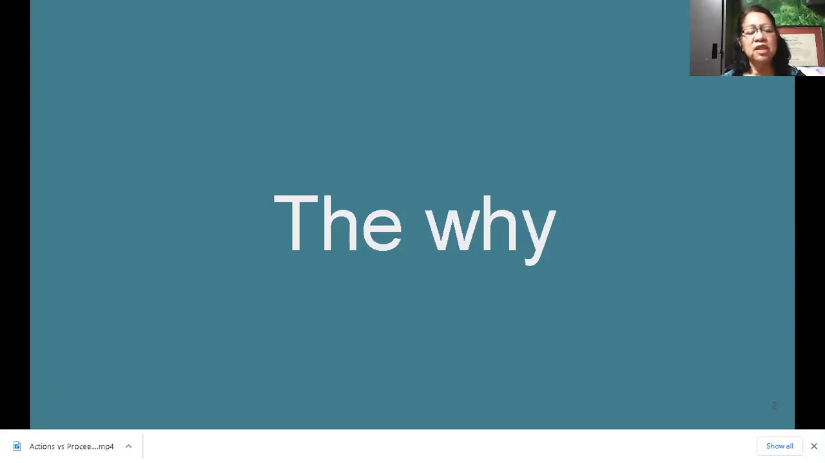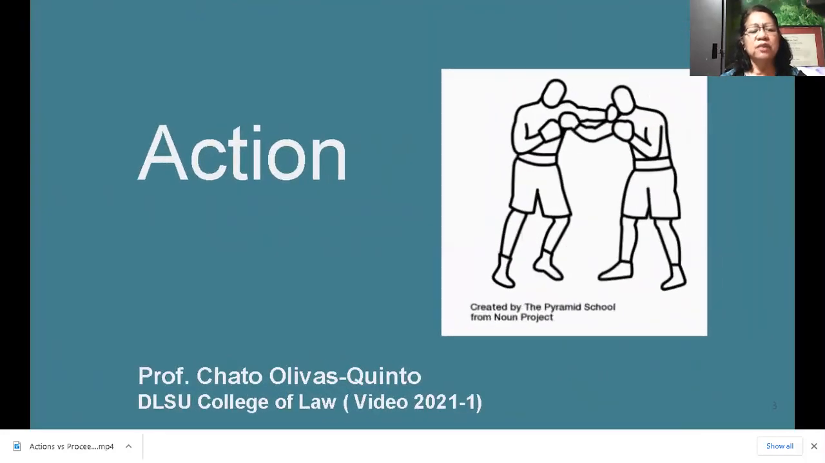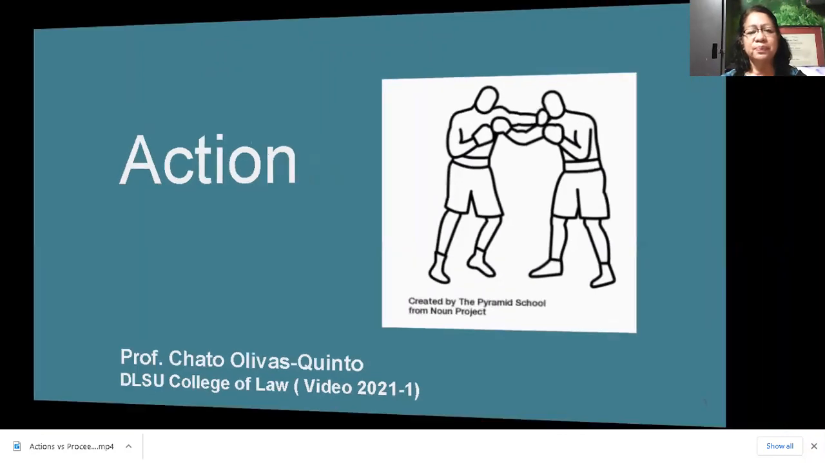Actions and proceedings are two very different concepts. I always tell my students that words are important, especially in law, and this is what I mean. When you think of the word action, you think of something going on. There are people fighting each other, people contending against each other. The claimant is called the plaintiff, while the person against whom the claim is made is called the defendant.